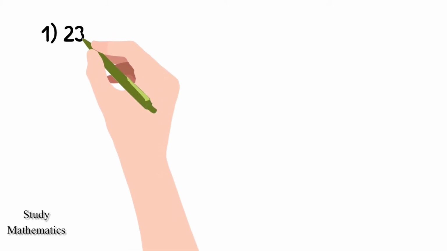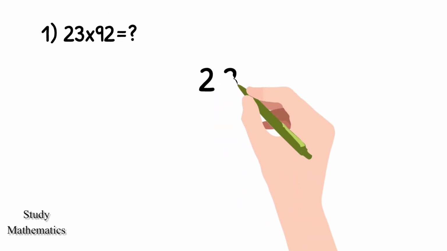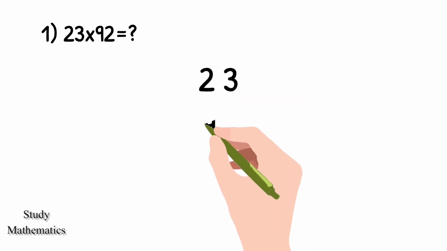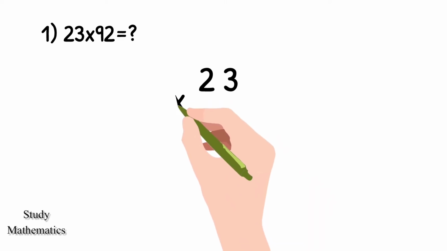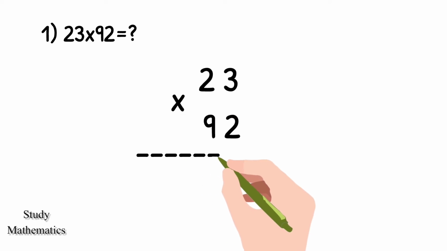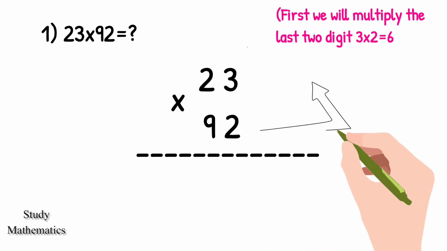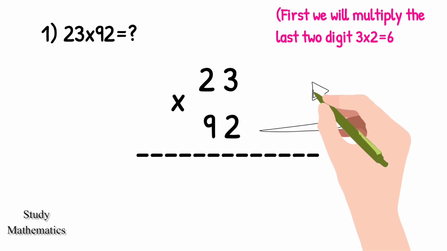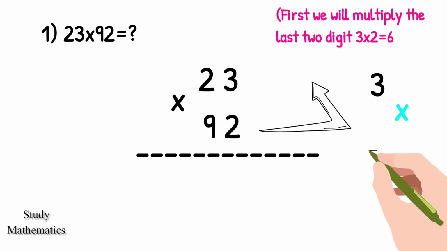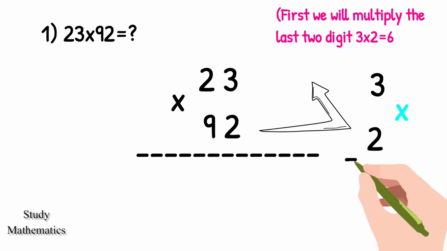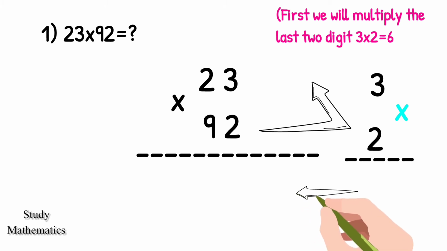So today we have to solve the question of how to multiply two different numbers. First, write the number. Then multiply the last two digits, 3 and 2, and write it. Multiplying 3 with 2 gives us 6.